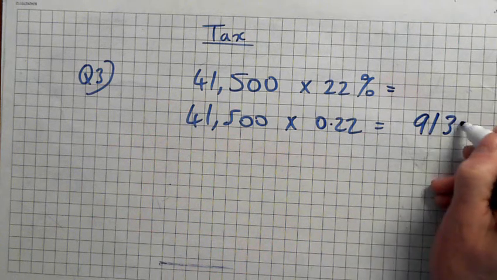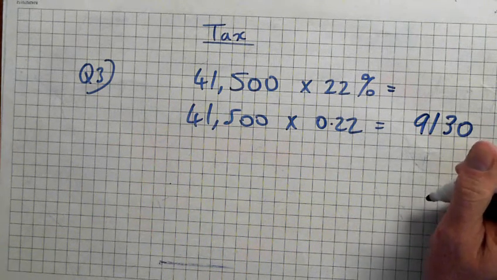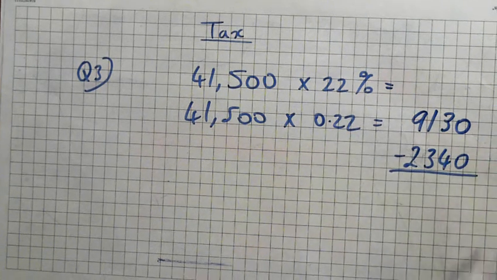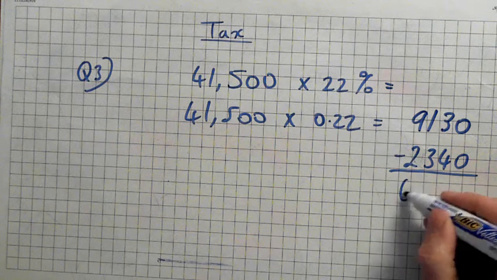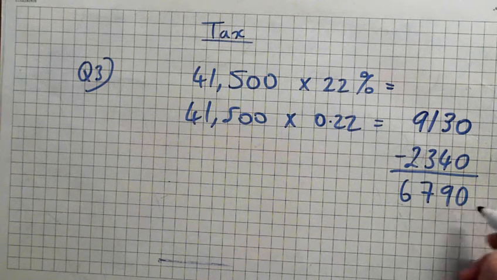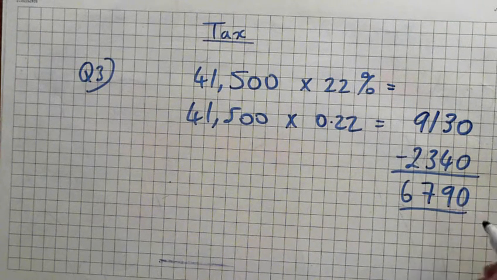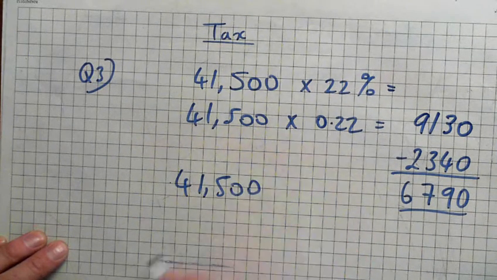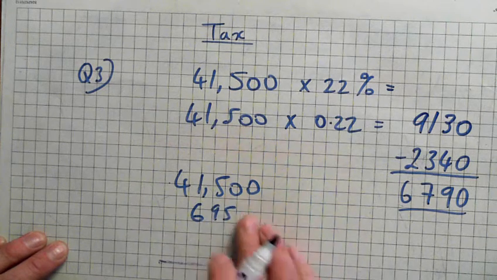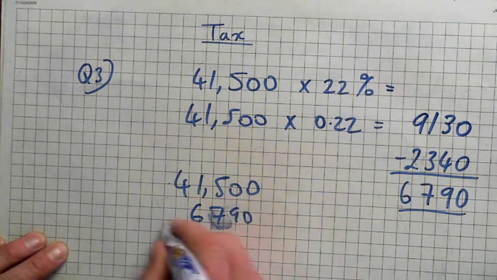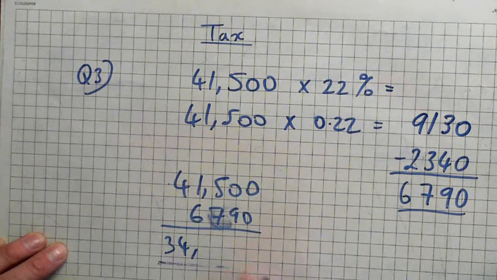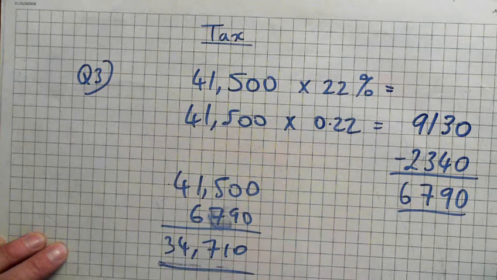He pays tax of 9,130. His tax credits are 2,340. So it's tax you don't have to pay. Minus 2,340. So the tax that he does have to pay now is 6,790. So how do you find out how much money he takes home? 34,700. Okay. 41,500 minus 6,790. What did you say? 34,000? 34,700. Right.